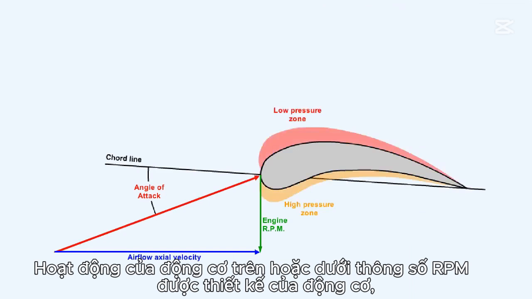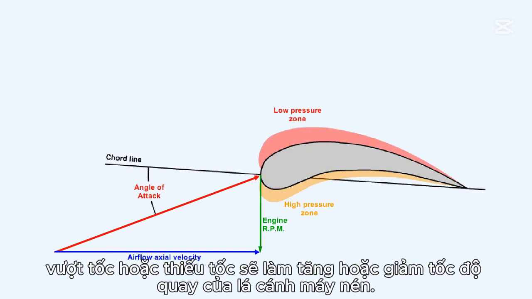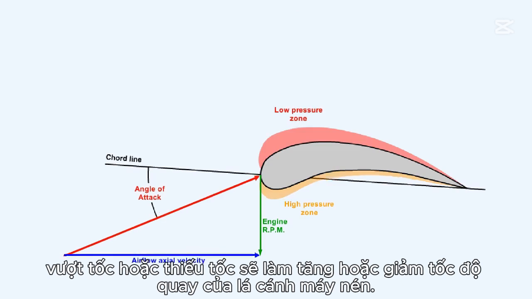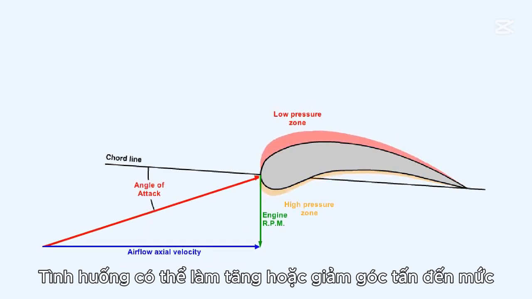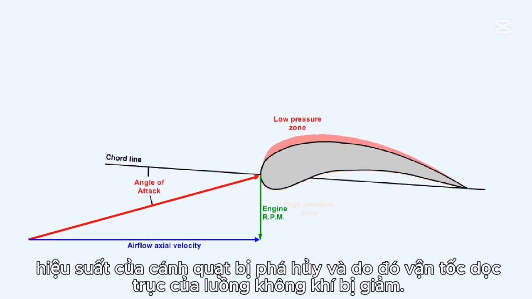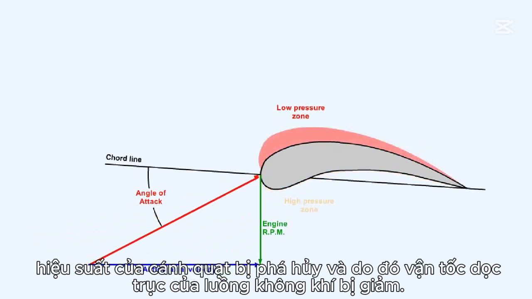Engine operation either above or below the engine design RPM parameters. Engine overspeed or underspeed will increase or decrease the rotational speed of the compressor blades. Situations which may either increase or decrease the angle of attack to the point where the efficiency of the blade is destroyed, and thus the axial velocity of the airflow is reduced.